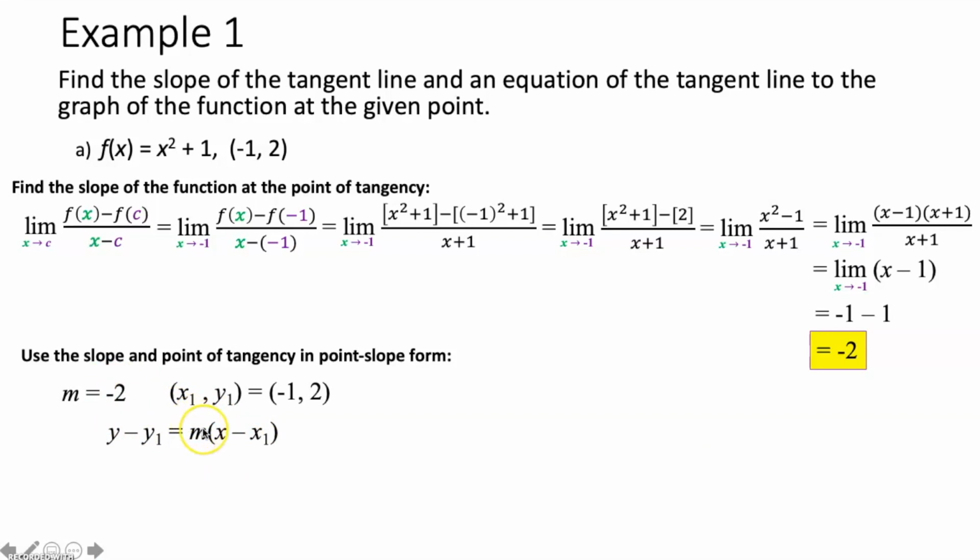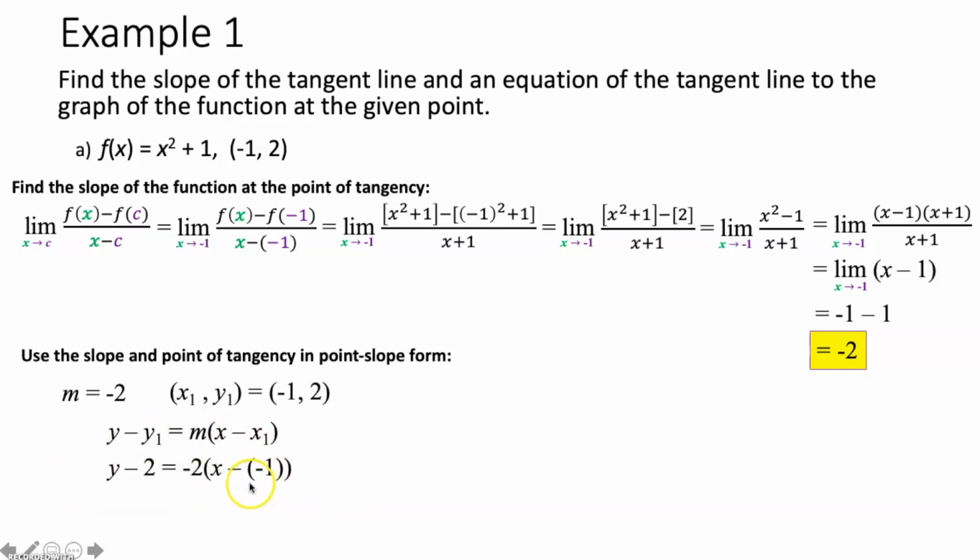So let's plug this in. -2 is going to go in for my m, my slope, -1 goes in for my x sub 1, 2 goes in for my y sub 1. I then simplify. X minus -1 is the same thing as x plus 1, and you could just write x plus 1 in here and be done, because you can leave your answer in point slope form.